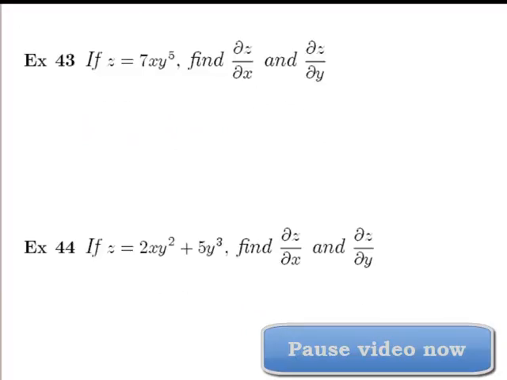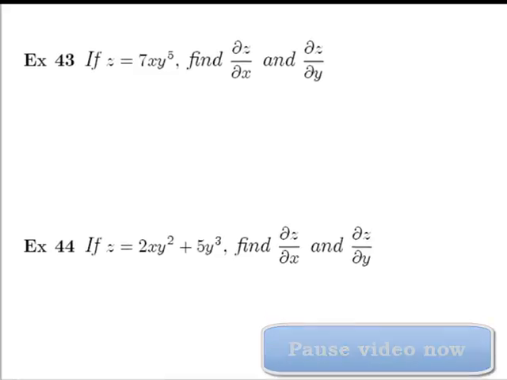I want you guys now to try an example, so go ahead and pause the video, try example 43, and then when you resume, we'll take a look at example 44. Go ahead and put your answer in the online system.